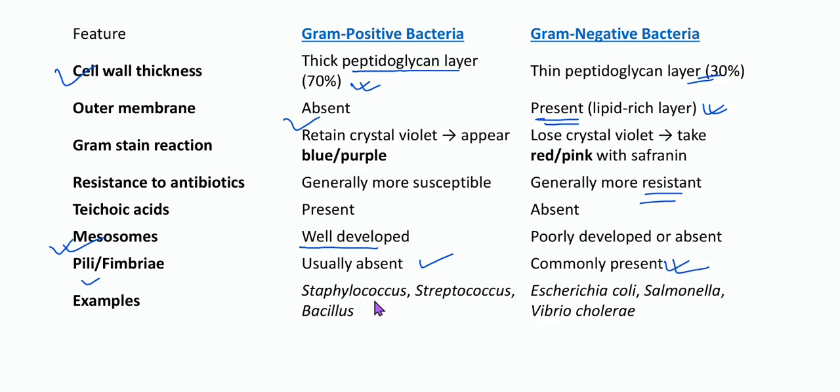And talking about examples, gram-positive bacteria are like Staphylococcus, Streptococcus, Bacillus, and gram-negative bacteria include E. coli, Salmonella, or Vibrio cholerae, etc.